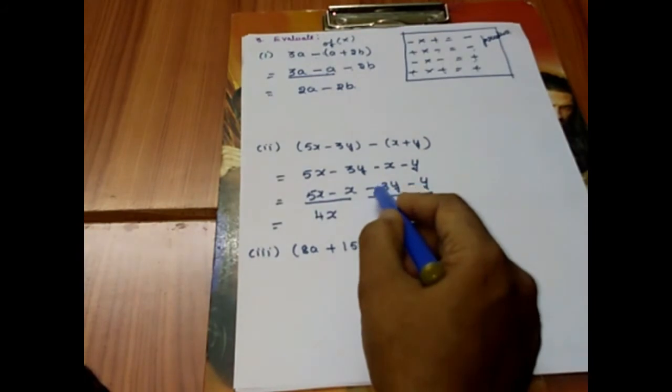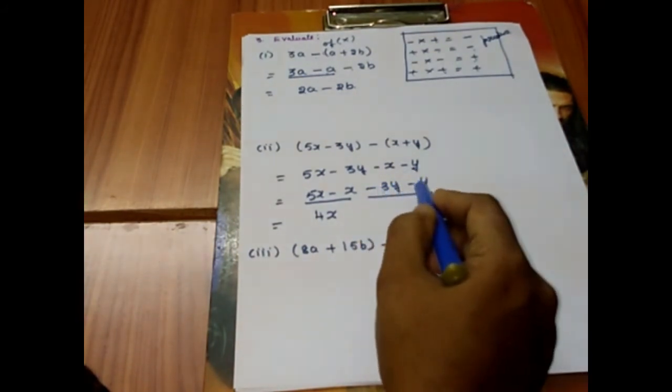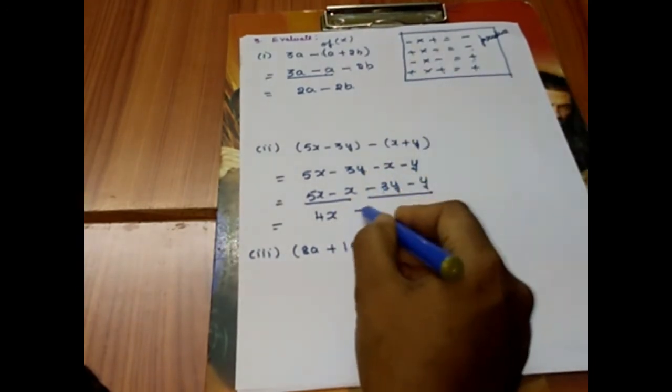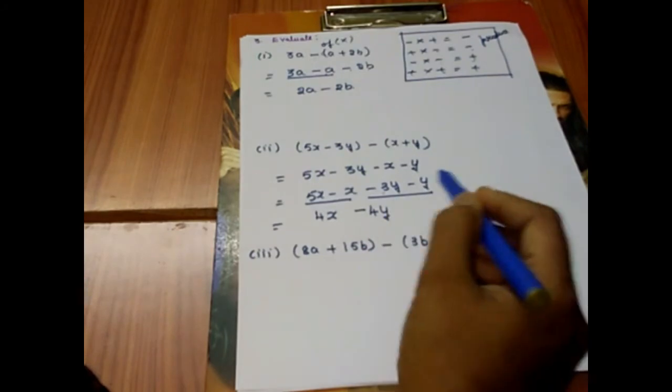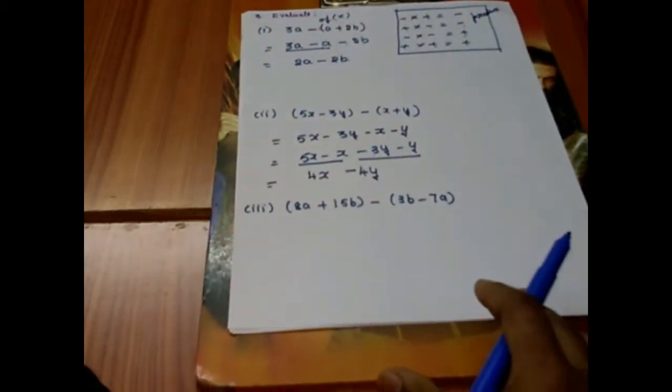Second group, minus 3y minus y. Both are minus, so add. 3 plus 1 is 4, but carry the minus sign. I hope you are following me, children. Next.